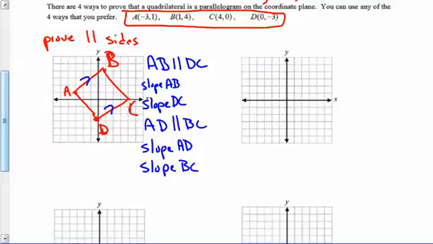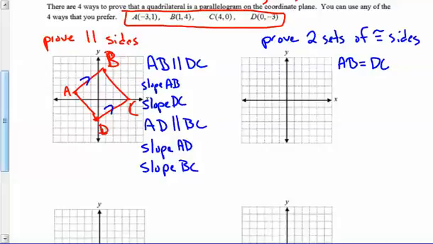Method 2 would be to prove 2 sets of congruent sides. So in order to do that, you're going to need the distance formula. You're going to tell me, is AB equal to DC? So tell me how long AB is. Tell me how long DC is. Once you've proven that, you'll then have to prove that AD is congruent to BC.